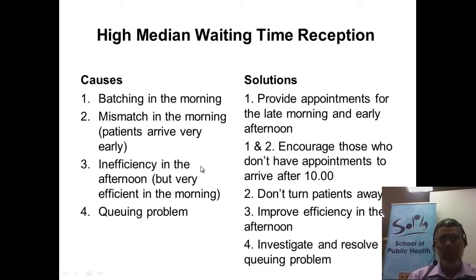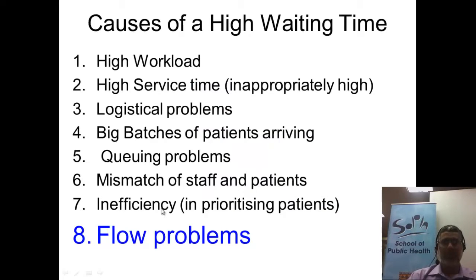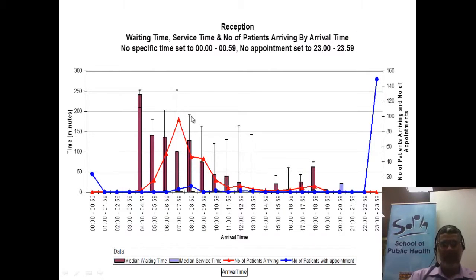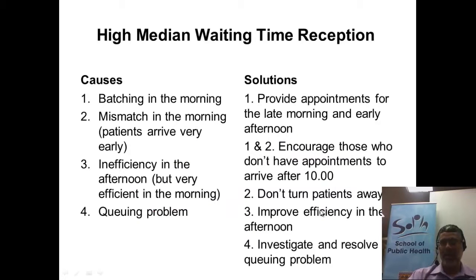However, there were also other causes of high waiting time, and that was inefficiency in the afternoon, after the staff had been incredibly efficient in the morning. However, no matter how efficient they were, they could not make up for that mismatch or that batching. So no matter how efficient you are, if there's batching and mismatch, patients are going to wait long. However, this efficiency didn't last. It was great through the morning, but in the afternoon they seem to have run out of steam and the efficiency levels are quite low, resulting in the patients waiting.